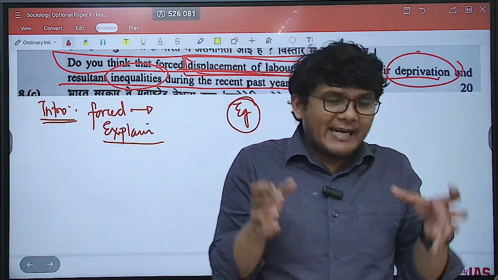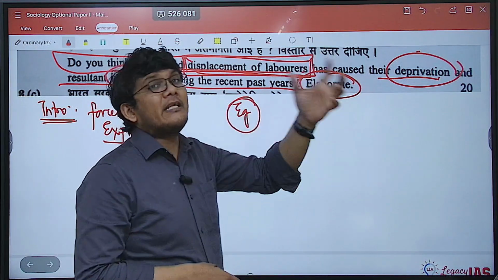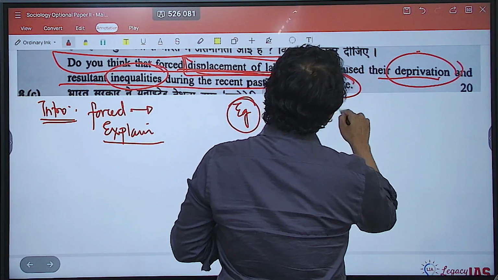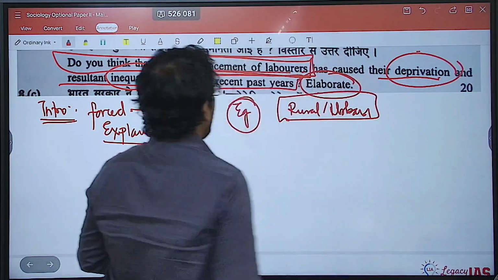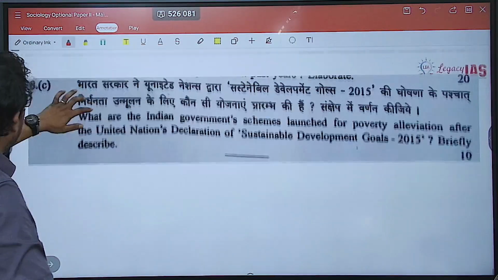So in that manner, you don't restrict yourself just to the tribe or to the villages, talk about the urban ones as well. So make sure you talk about the rural, you talk about the urban, you talk about all the labors that are existing, and give examples and conclude your answer. I hope that's clear. Let's move ahead.